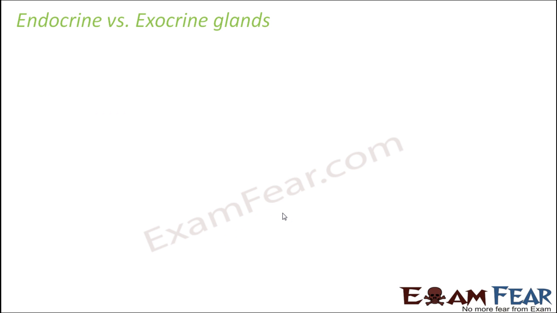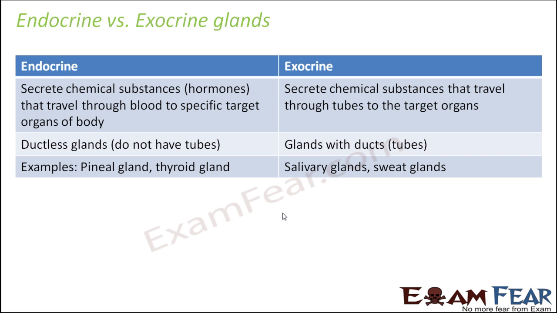So let us have a quick comparison of endocrine versus exocrine glands. Endocrine glands are the ductless glands. Endo means inside, so they are present inside the body as isolated tissues, not connected to the surface. That is why the name endocrine. Exo means outside, so they are connected to the body surface. That is why exocrine. Endocrine will secrete chemicals that travel through the blood to specific target organs of the body, whereas exocrine will secrete chemicals that travel through tubes to the target organs. Endocrine is ductless, whereas exocrine has ducts. Examples of endocrine are pineal and thyroid, whereas examples of exocrine are salivary and sweat glands.